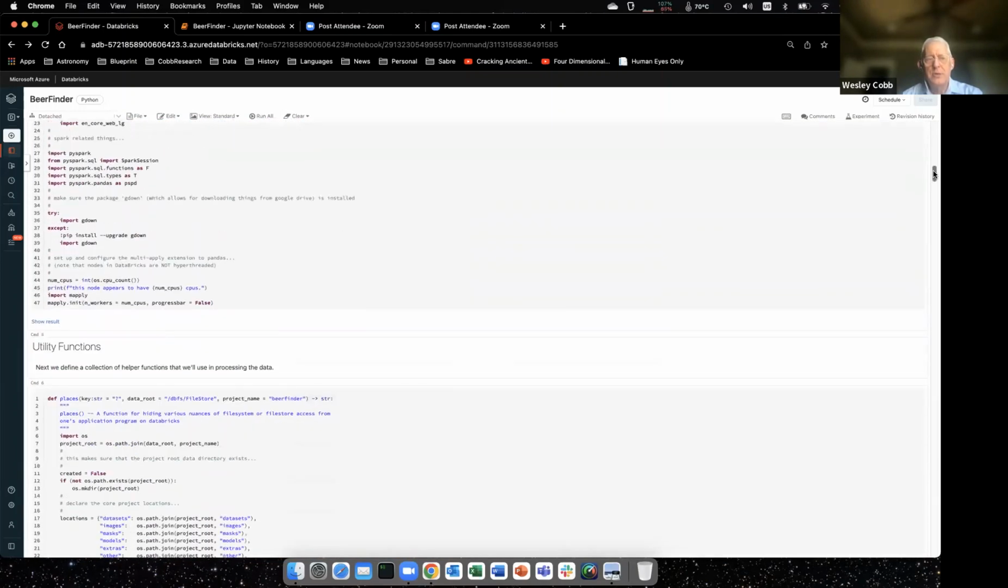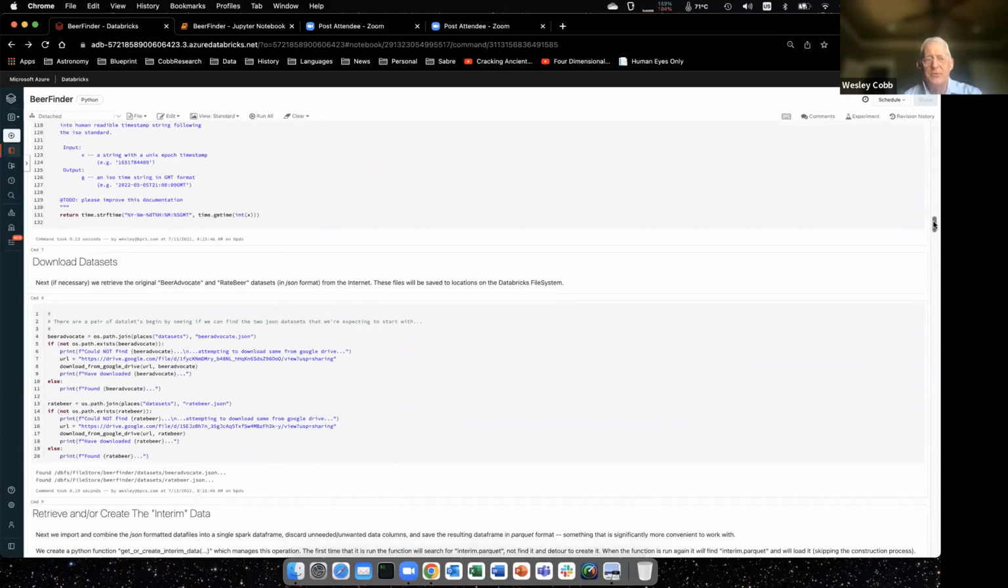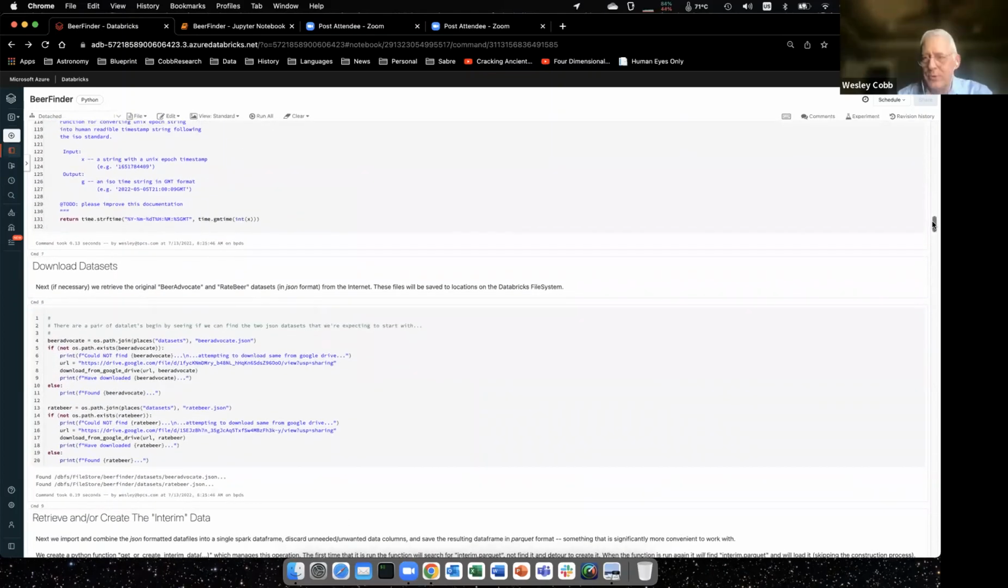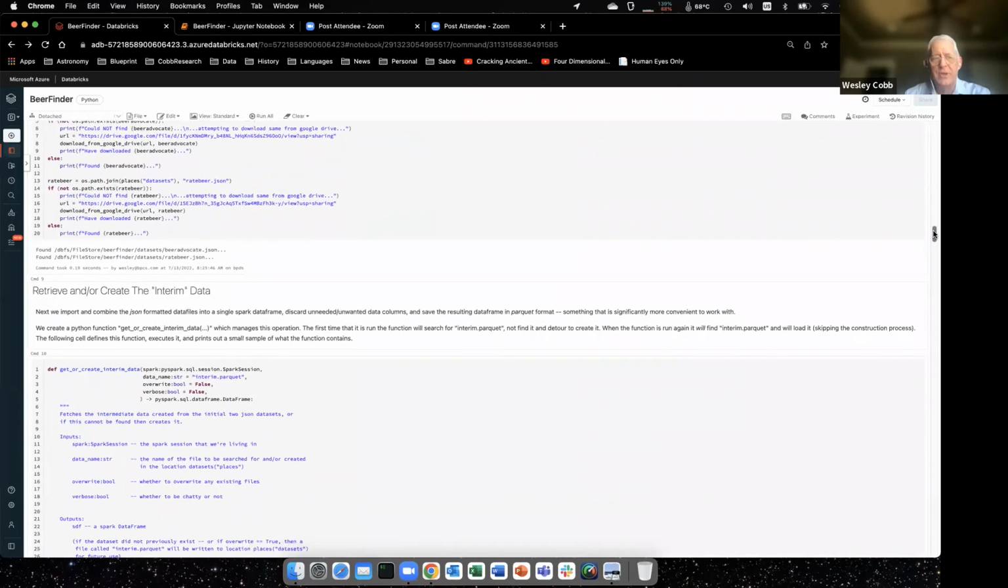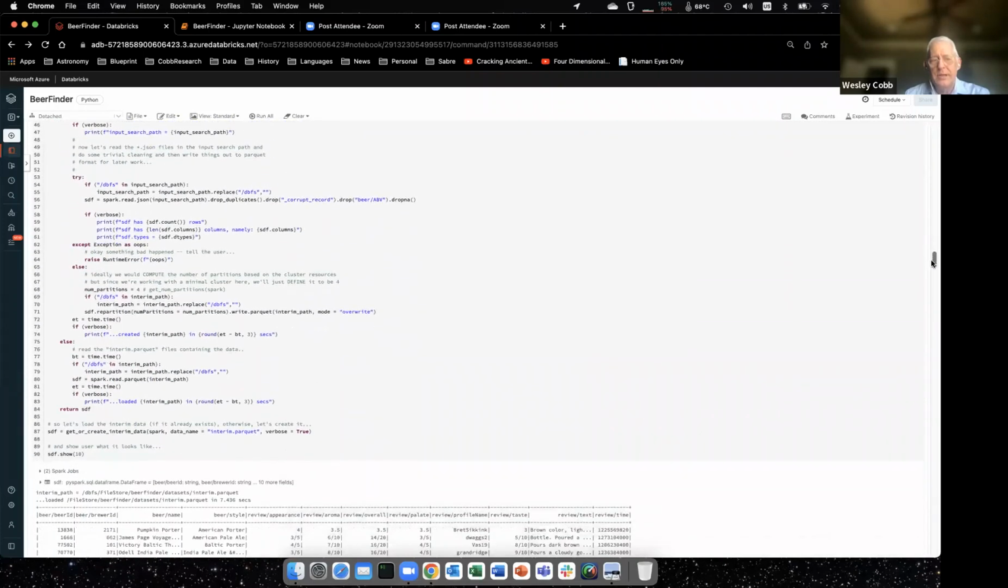But the code for setting up the environment is there. There are a bunch of utility functions. I'm not going to actually ask anyone to look at this right now. I'm just going to scroll through it so you can see that there is code there that shows you how to do all of these things. We actually retrieve the data set from the internet, from a source. We pull it in, we clean it up.